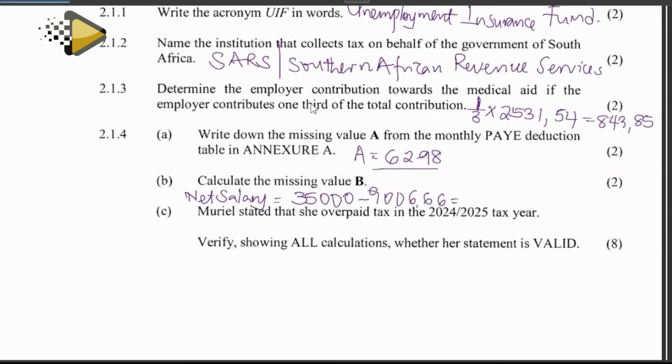35,000 minus 9,066. Answer became 25,993.